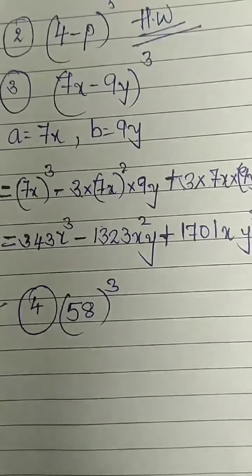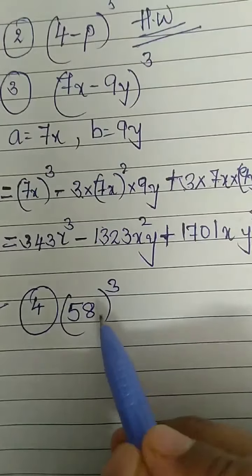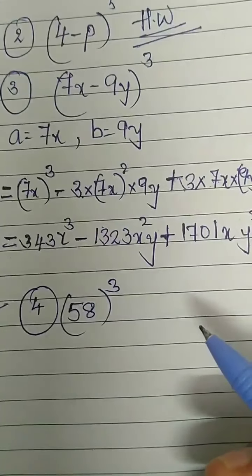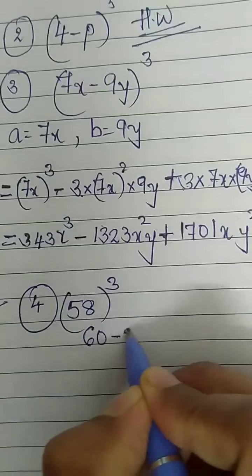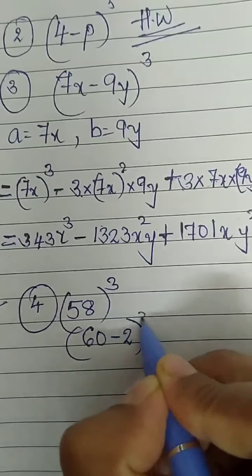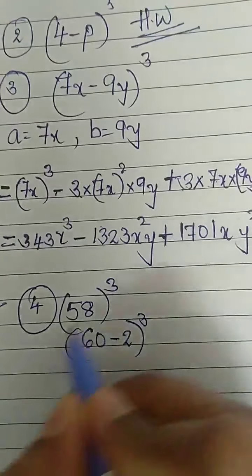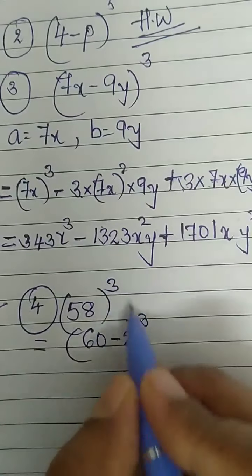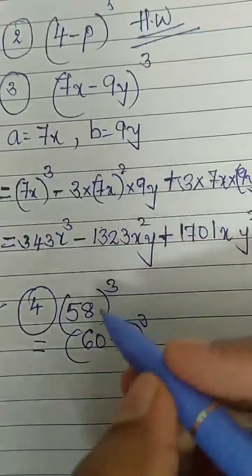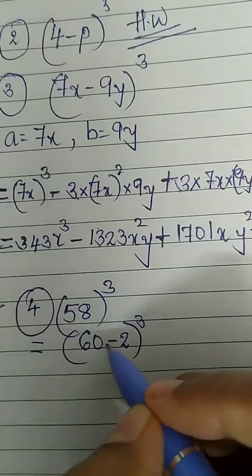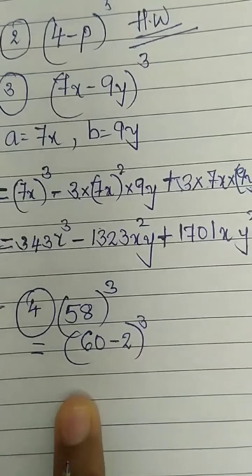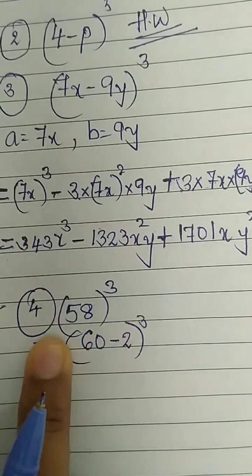58 cube. 58 cube can be written as 50 plus 8, or you can also write it as (60 − 2) the whole cube. Your choice. But calculation wise this will be very easy to solve. So and this practice is about minus, no? So I wrote it in the form of 60 minus 2. We all know that 60 minus 2 is 58.